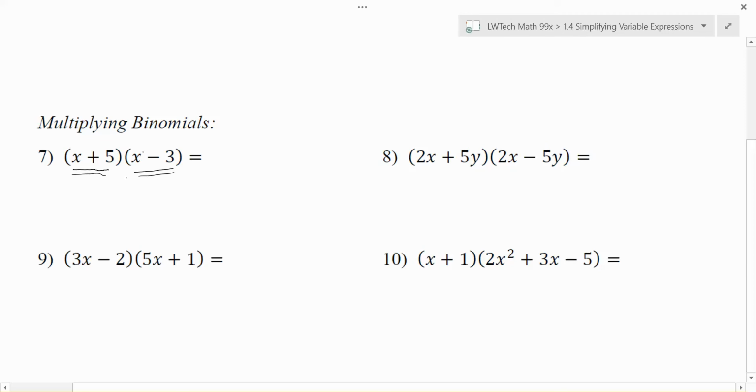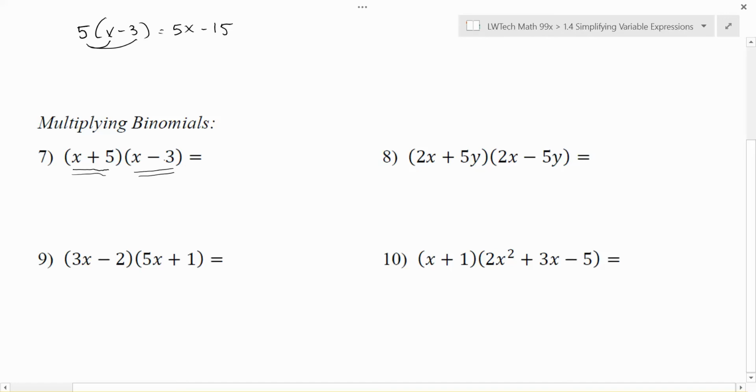Now, normally in the last section, we learned how if you have a number that's being multiplied outside of a set of parentheses, so for example, if we had something like 5 times x minus 3, what we would do is we would take the 5 and multiply it by the x, and then we'd take the 5 and multiply it by the minus 3. And we would get this new expression here using the distributive property.